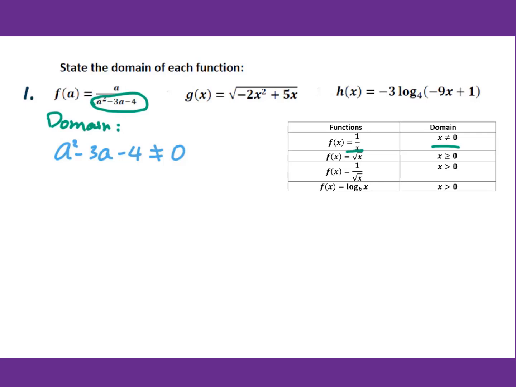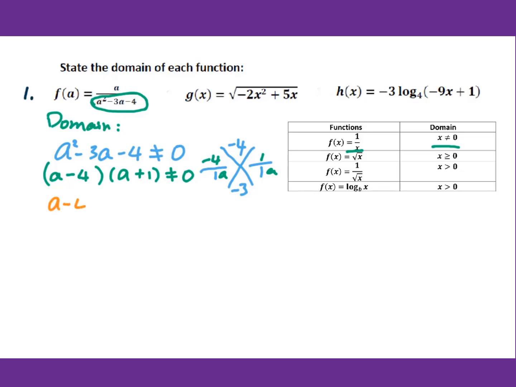This is a quadratic equation. Equal to 0 or not equal to 0 is solved the same way. We do ninja x. We got negative 4, negative 3 over 1 over 1. So we got negative 4, 1. And this is a minus 4, a plus 1 not equal to 0. Therefore, we set up a minus 4 not equal to 0 and a plus 1 not equal to 0.